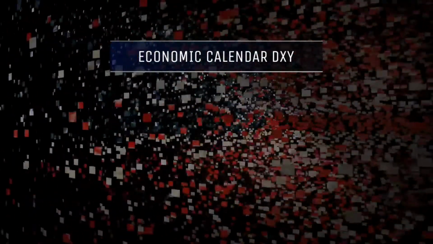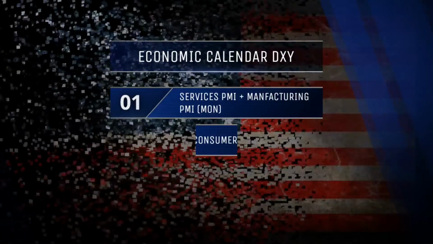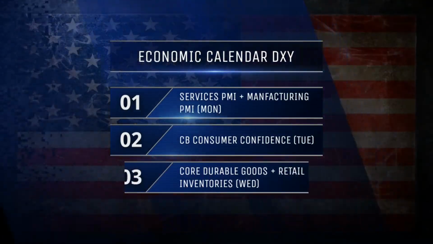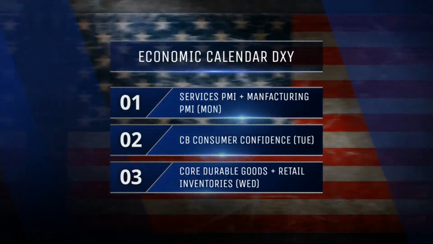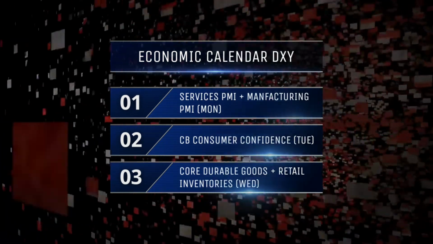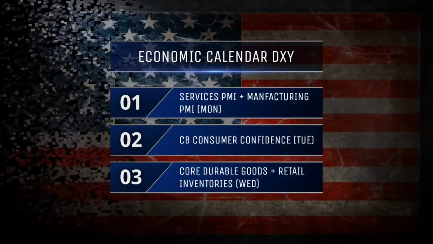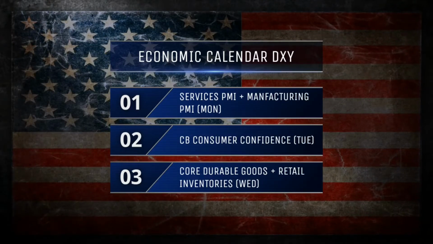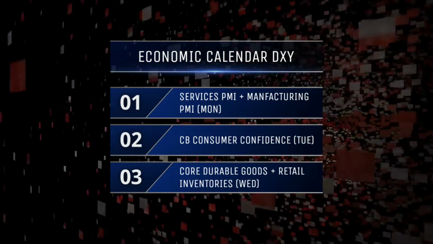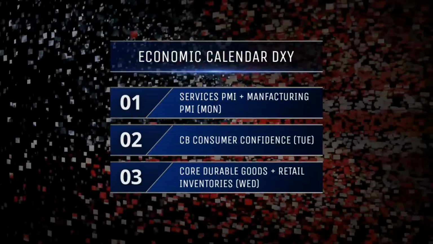On the economic calendar for the coming week, from the United States, we are waiting for the following economic data to be released: the services PMI and the manufacturing PMI on Monday, and on Tuesday we got the CB consumer confidence, and on Wednesday we got the core durable goods orders and the retail inventories. That's all. Moving now to the trading strategy.